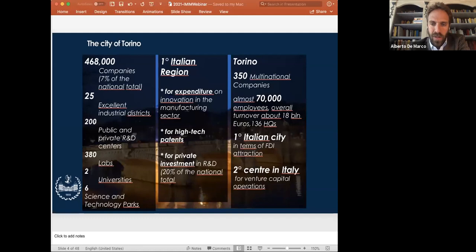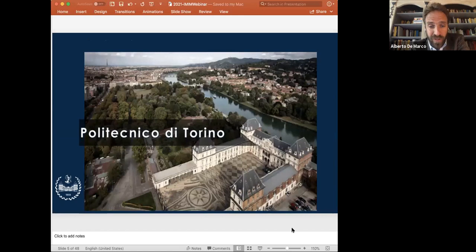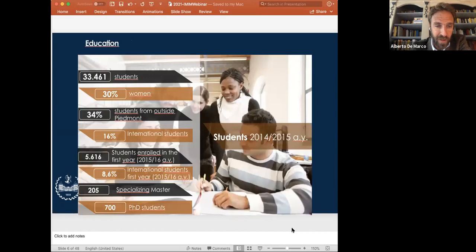As I was mentioning, the Politecnico di Torino is the technical university. The building you can see in this picture is our main historic campus, which is a nice place to live. Our university accounts for approximately 33,000 students. We have 16% international students overall, but for the Master of Science program, it rises to approximately 28%, because at the bachelor level we basically have national students, but the majority of students are at the Master of Science level and PhD. So 28% international students in masters, and approximately 60% at PhD level.